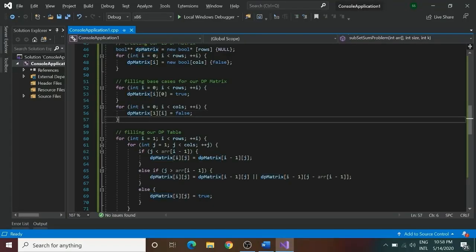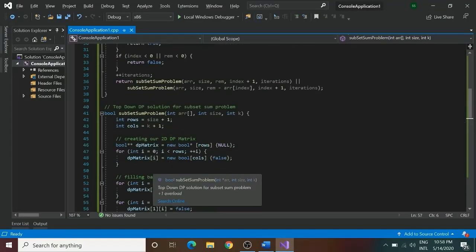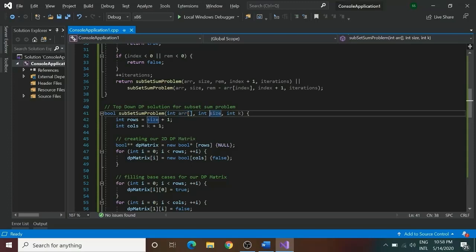Now what do we see over here? This is the method which would be returning true or false, whether the sum k is present as the sum of any of the subsets of the elements present in the array, and this size represents the total number of elements we have in the array. Now these are the rows and columns. I have initialized the rows and columns. Again, I told you what are the rows and columns and how many of them would be present, and actually what they signify.